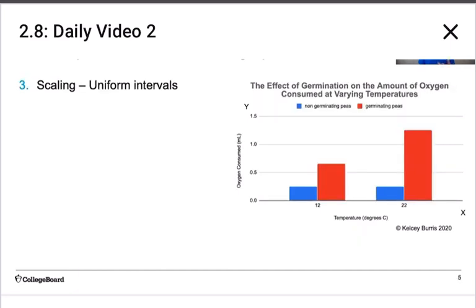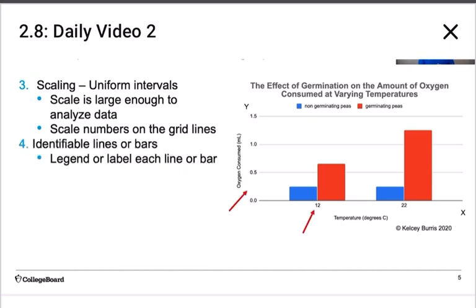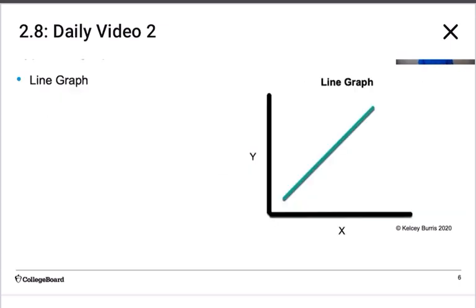The third component is scaling. There should be uniform intervals. The scale should be large enough to analyze data, and the scale numbers need to be located on grid lines. Fourth, there needs to be identifiable lines or bars. So either have a legend or label each line or bar. And finally, when appropriate, there should be a trend line, which is a line of best fit that shows the general pattern or overall direction of the data.